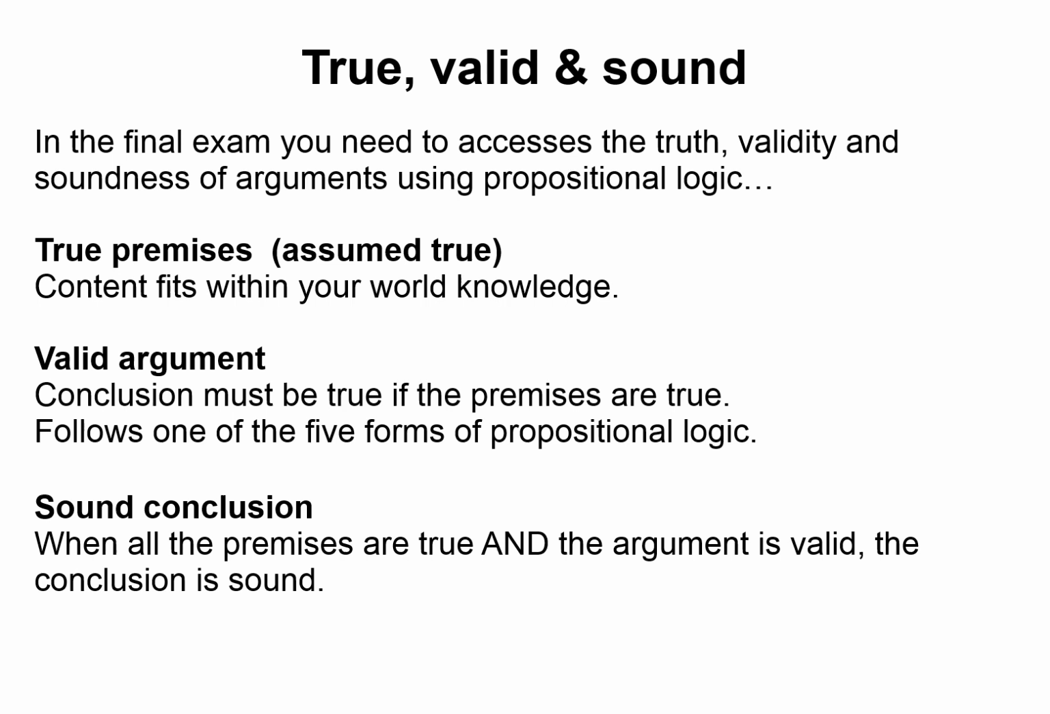To understand whether an argument is valid or not, it has to be proven by the truth tables, and there are actually 5 forms of valid arguments in propositional logic, and we're going to focus on those 5 forms in this course. A conclusion is sound only in the case when the premises are true and the argument is valid. And because the premise is true and the argument is valid, the conclusion is both true and sound.